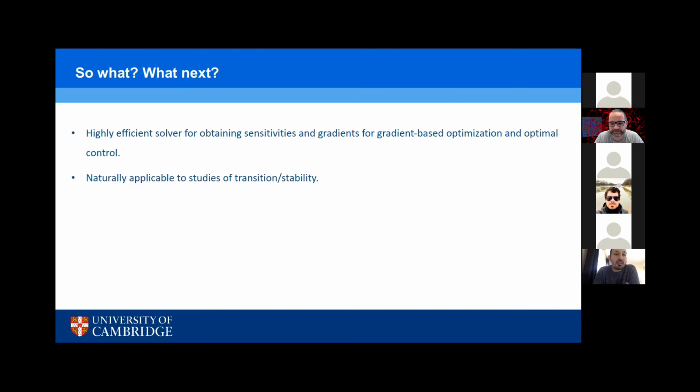Okay, so this is basically what we've come up with. It's a highly efficient solver for obtaining sensitivities. It's naturally applicable to studying transition or nonlinear stability. I thought I might show some examples of how this has been implemented in the code, but we don't have time. That's fine. I'll be happy to take any questions.